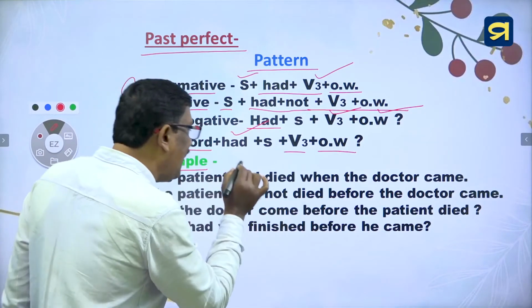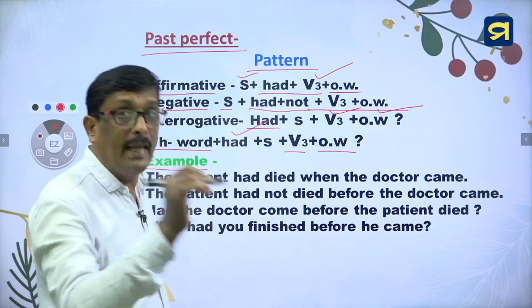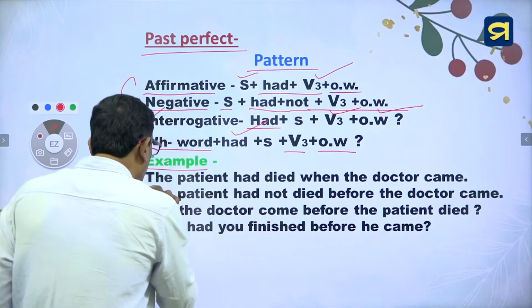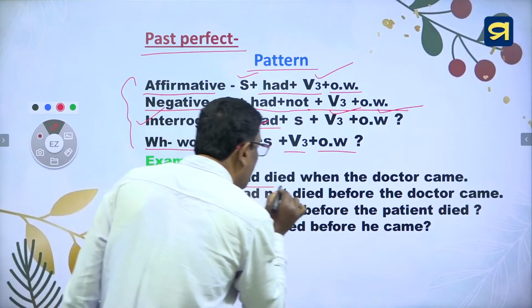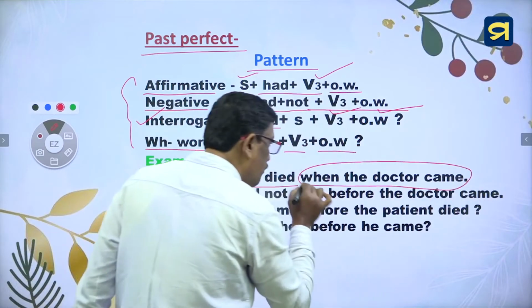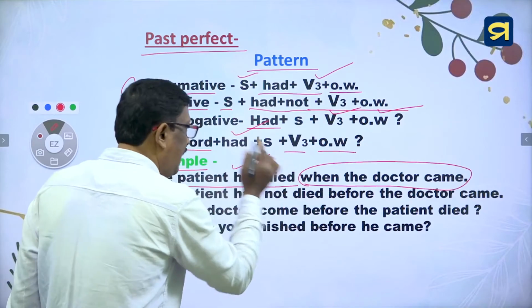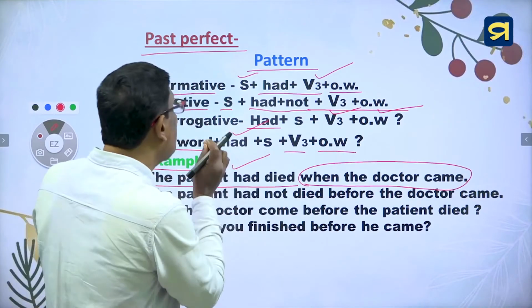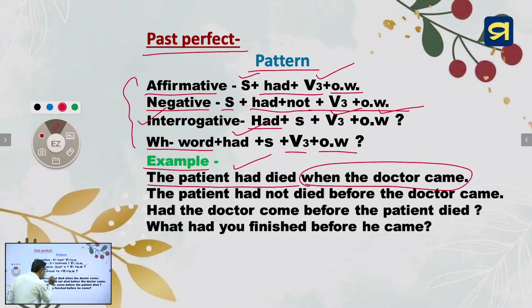The patient had died when the doctor came. You see, first the patient died, then the doctor came. Mark this action, the action that is in past perfect tense. This is an earlier action. What is an earlier action? The action that had taken place before another action took place. That means for the earlier action, past perfect tense is used.